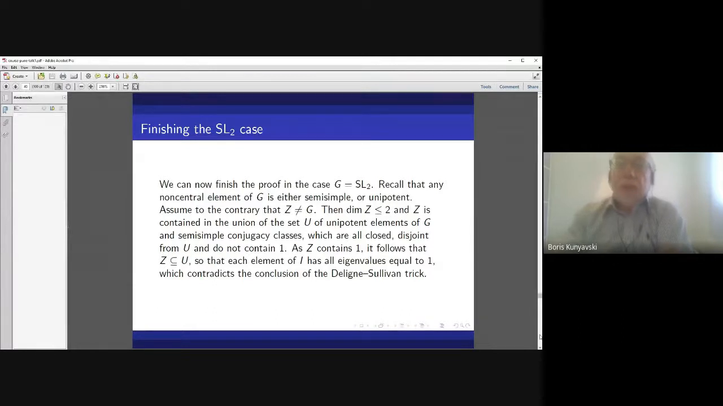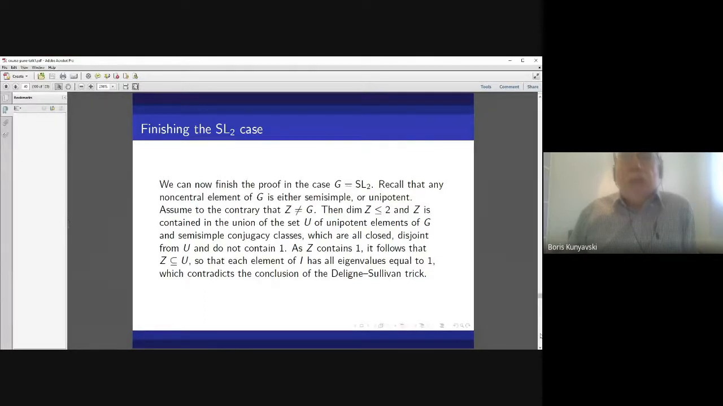So the semi-simple element has eigenvalues lambda and inverse of lambda. Yeah? But we know, by our obvious remark, that Z contains 1 because I contains 1. So this means that Z cannot be inside any semi-simple conjugacy class in this disjoint union. So this means that Z is inside U. But all unipotent elements have all eigenvalues equal to 1. And this contradicts the conclusion of the previous slide of the Deligne-Sullivan trick. And so we are done in the case of SL2. The induction base is finished. Yeah, it's a very nice argument. Once again, it totally breaks down for the Lie algebras, which will be discussed next week.